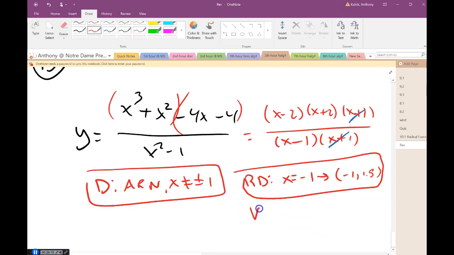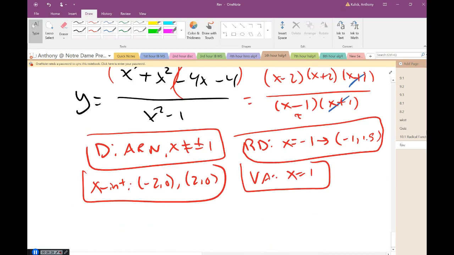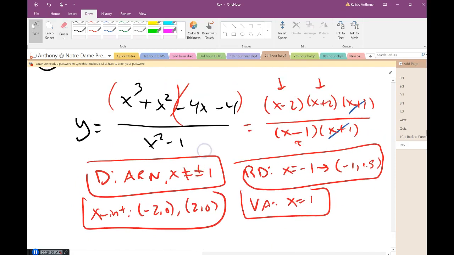And I still have that x equals 1 left in the denominator, so that gives me the vertical asymptote at x equals 1. The numerator pieces give me my x-intercepts of negative 2, 0 and positive 2, 0. And then since the degree of the numerator is greater than the degree of the denominator, I know we're going to have a slant asymptote, right?